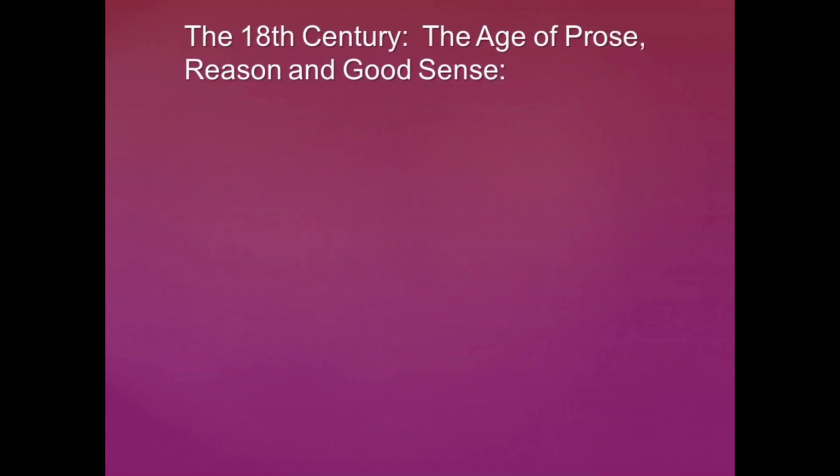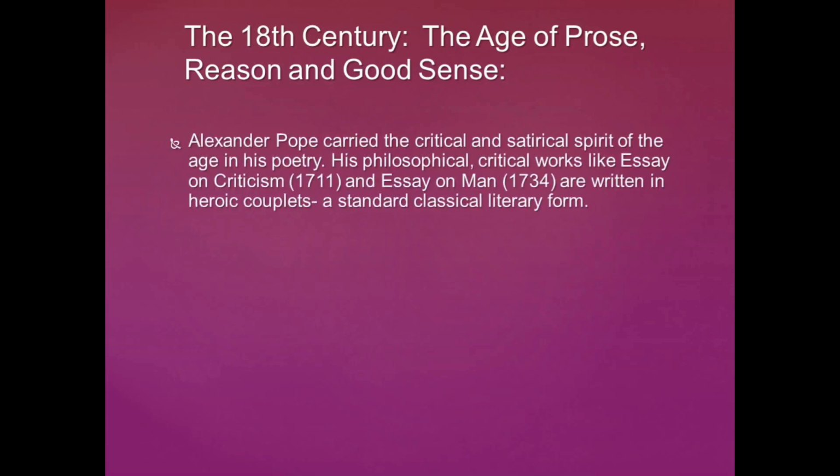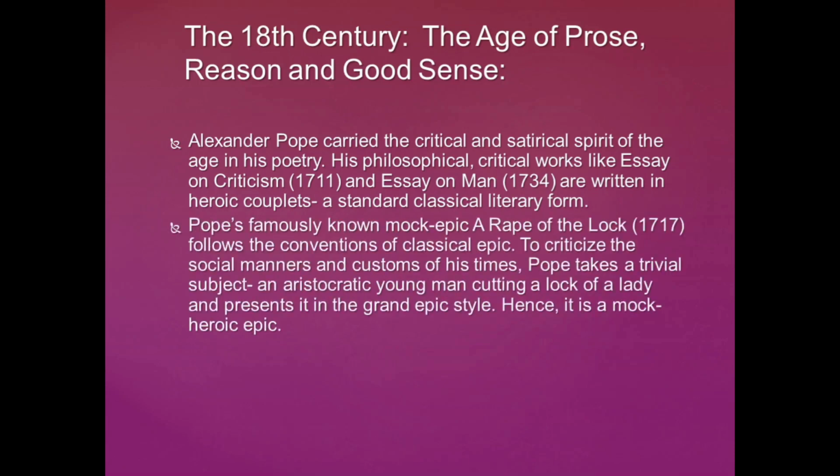The 18th century, which is also called the age of prose, reason, and good sense, has Alexander Pope as the representative poet in the first half. Pope carried the critical and satirical spirit of his age in his poetry. His philosophical critical works like Essay on Criticism and Essay on Man are written in heroic couplets, which is a standard classical literary form of the age.